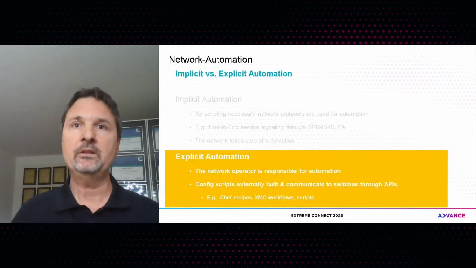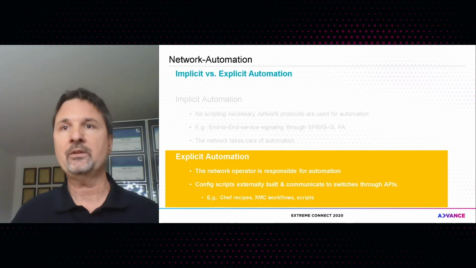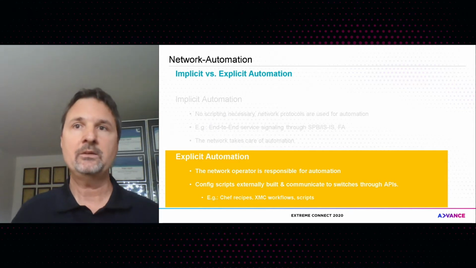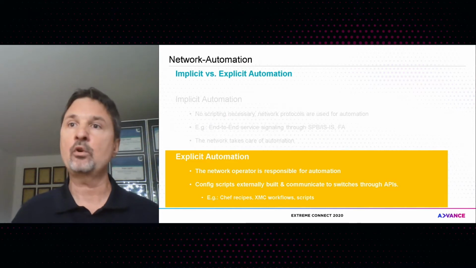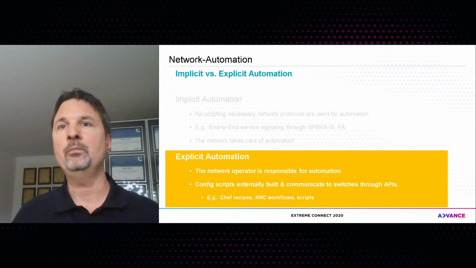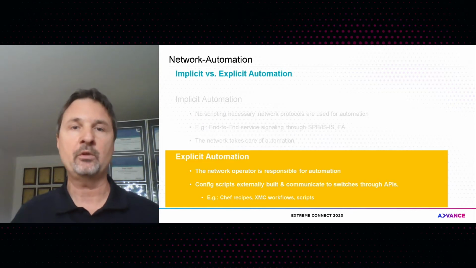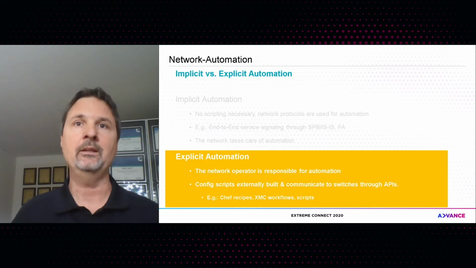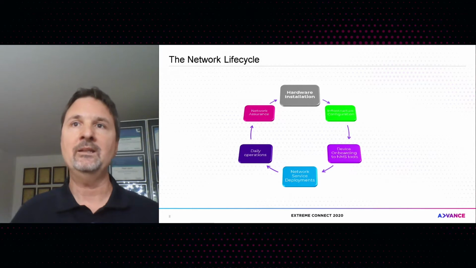Then there is the explicit automation, which means that somebody, you yourself or some third party, writes scripts to automate certain parts of your network and then programs APIs in your infrastructure. That means you spend your resources, either people or money, to automate certain parts of recurring processes in your network infrastructure. Typically, both implicit and explicit are required. But let's talk about what makes sense where.